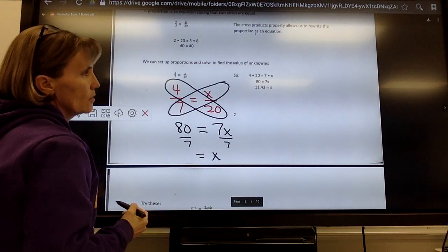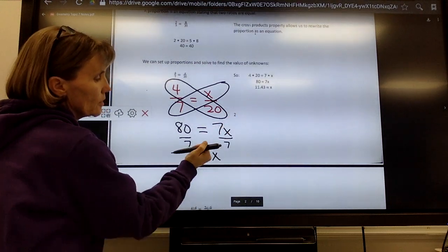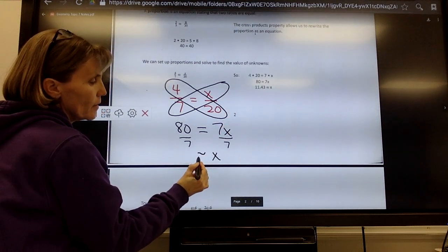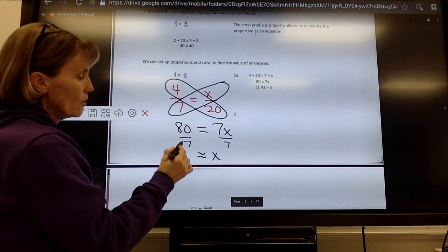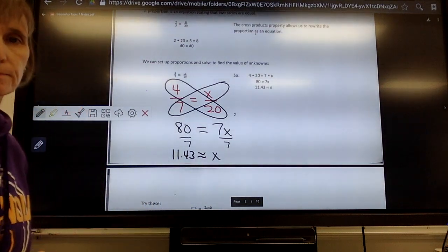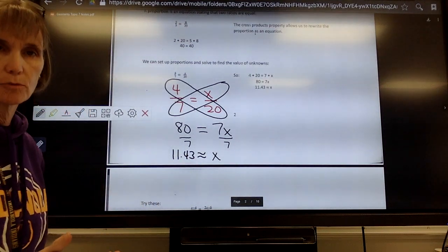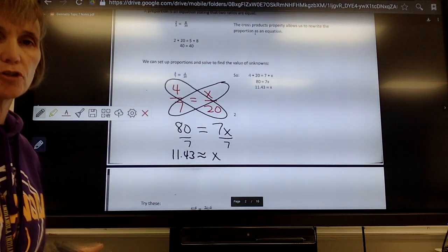So x is equal to, and you can see the solution over here, it comes out to be a decimal, so instead of using an equal sign, they make it a wavy equal sign, saying that we have to round our answer, but we get 11.43. It's an approximate answer. You are going to get decimals on this unit, and that's okay. Pay attention to the directions and see what you're supposed to round to.